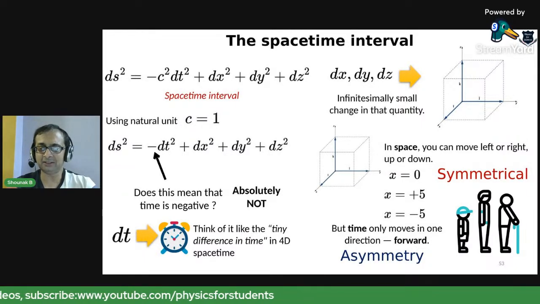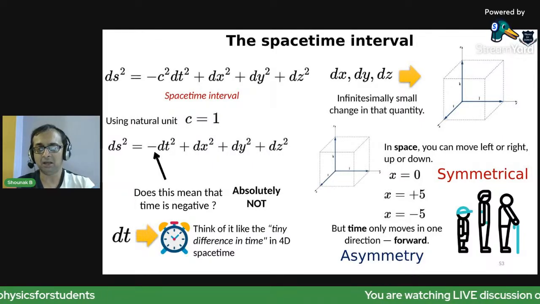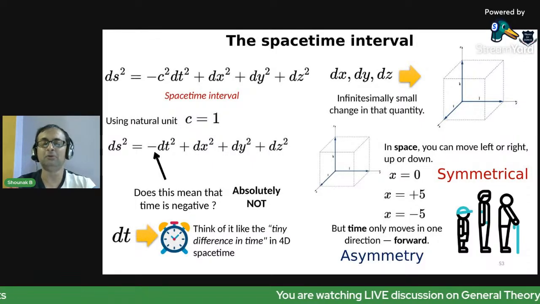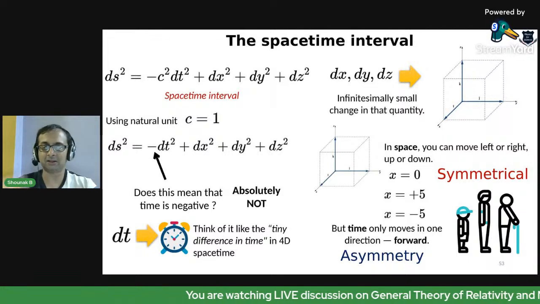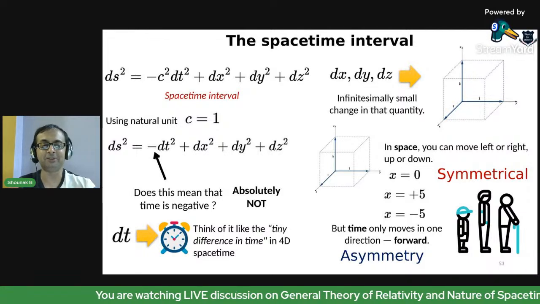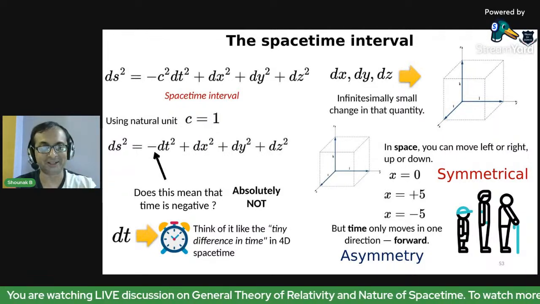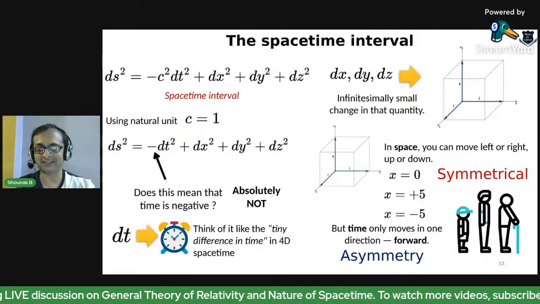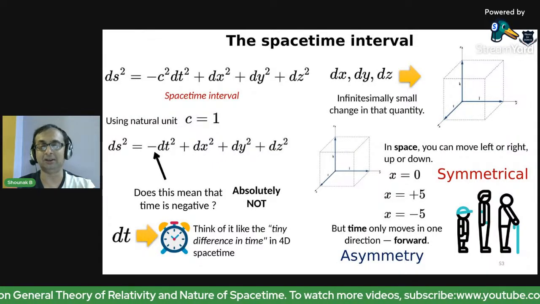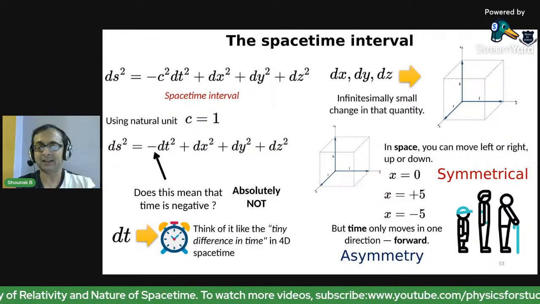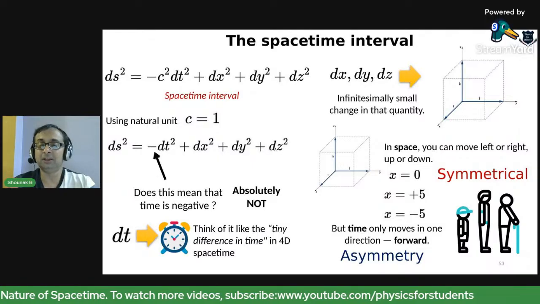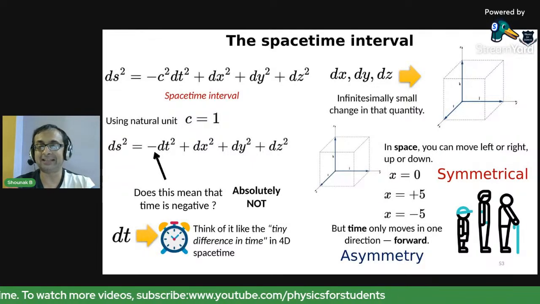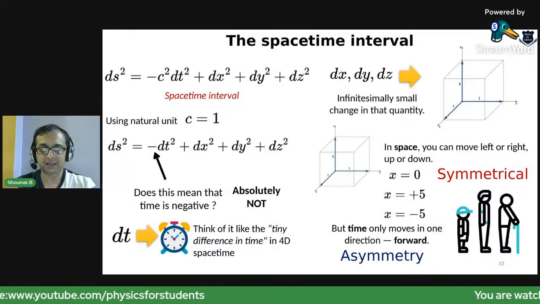Now, as you can see, in space you can move left, right, up and down, but in time you can only move forward. Right? You cannot go back in time and become younger and see your youth again. As you can see on the right hand corner, we are all getting older. So time can only move in one direction, and that is what is called the asymmetric nature of time. Time cannot get back.